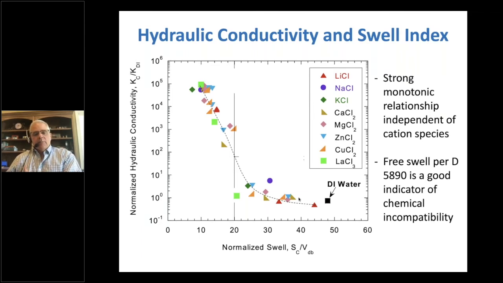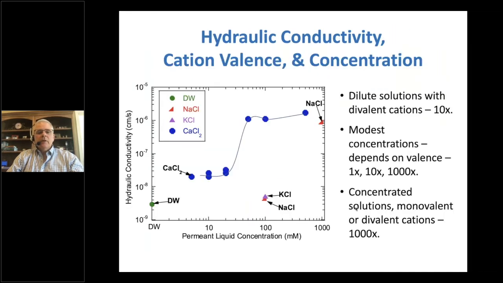If the chemical environment allows it to swell, it will be relatively impermeable. If it does not, it will be relatively permeable. It's really that simple. In fact, we look at deionized water out here on this normalized graph. Many of these salts are behaving just like deionized water because they're allowing it to swell. Let's talk a little bit more about some of the specifics, though, about concentration and valence and how they affect hydraulic conductivity. This graph illustrates that really nicely.